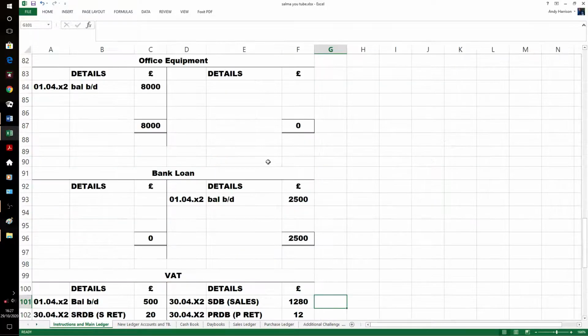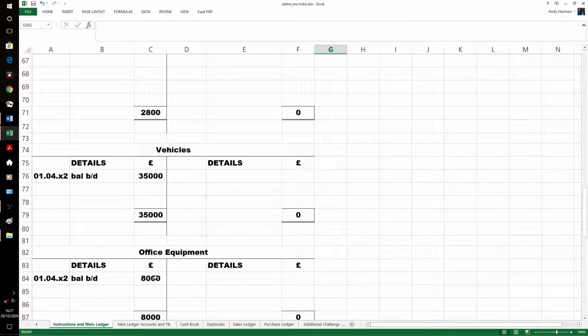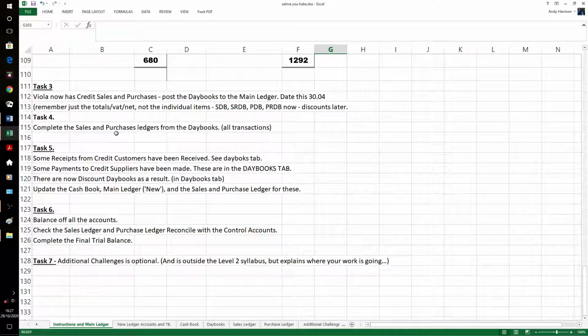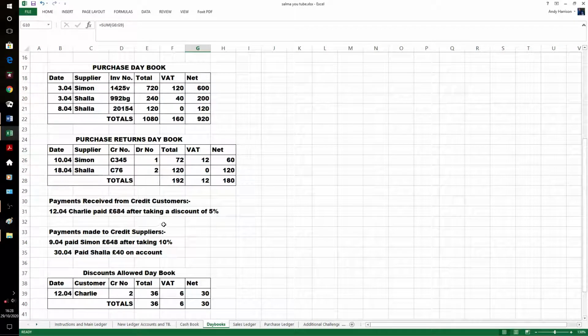And we're not going to post into the control account yet. Find where we were. Day books, that's where we were. Because you're going to post the totals. Now, if there were more payments received from credit customers, there is actually only this one at 684. We'd add them to the 684 before posting to the control account.